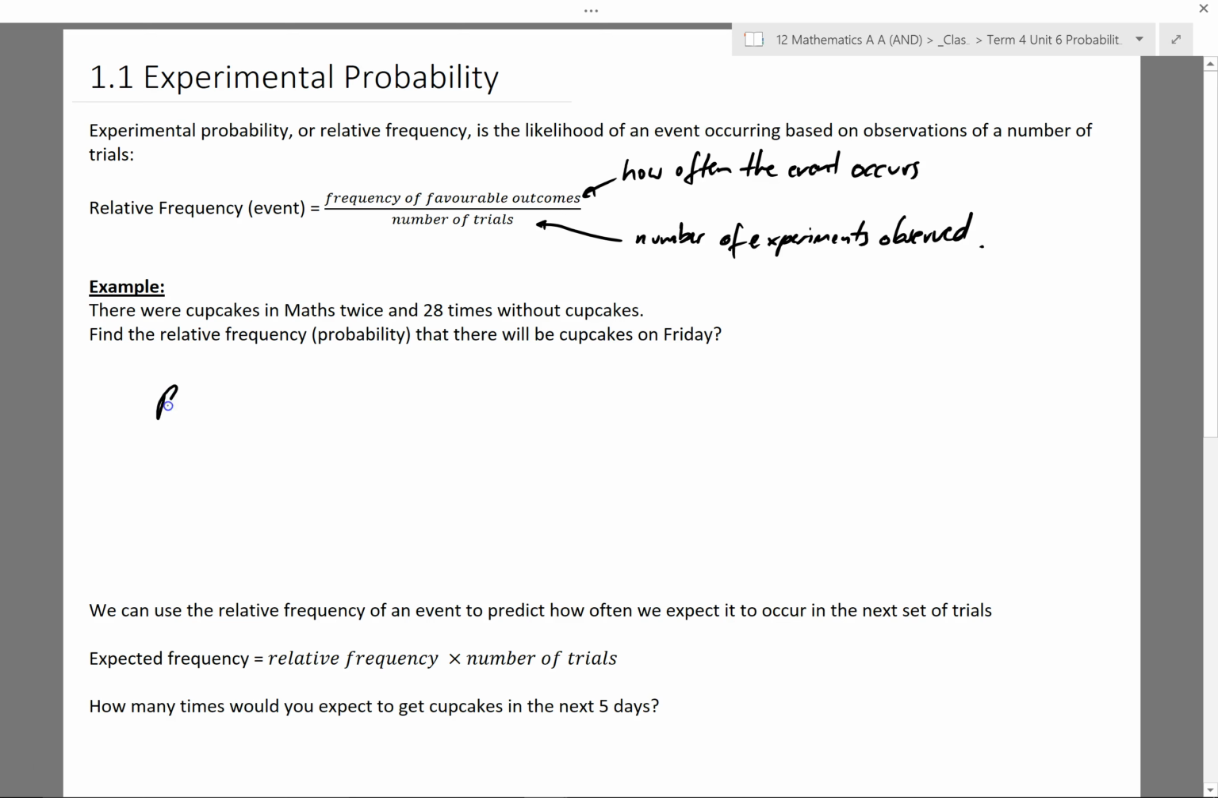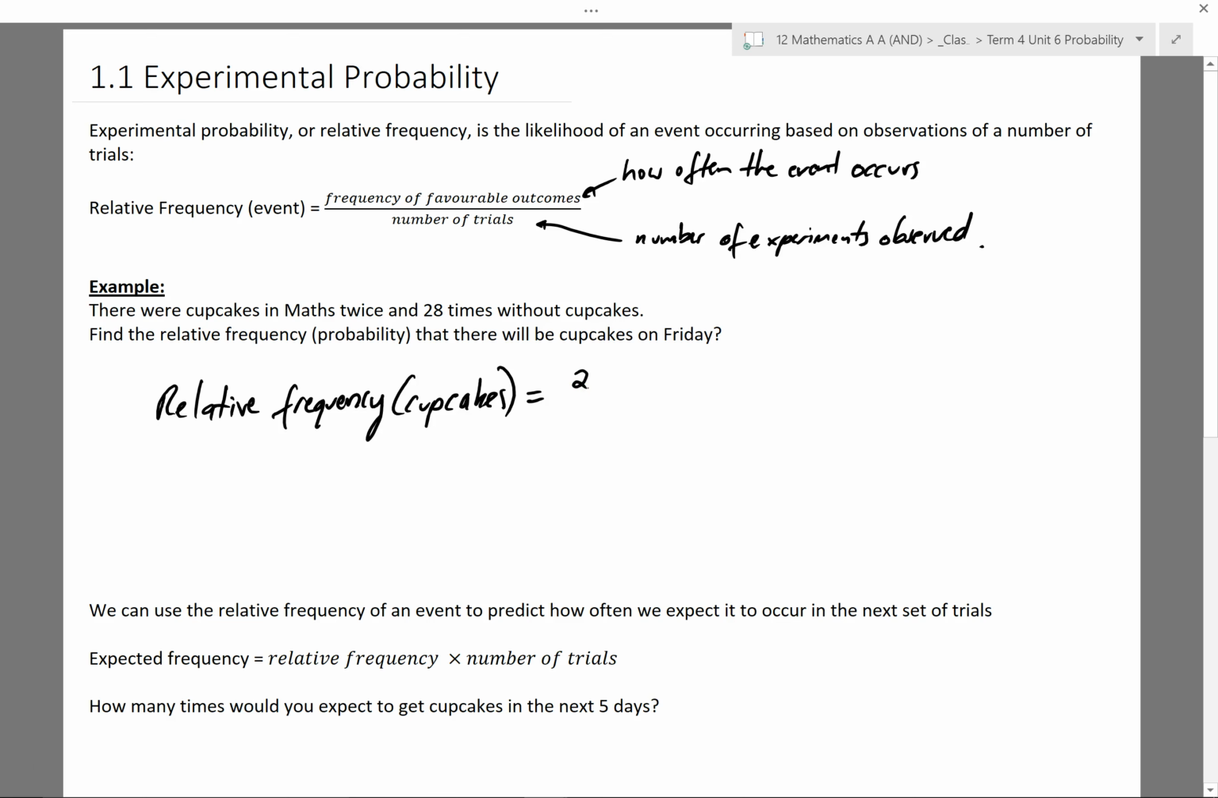So I'm trying to find the relative frequency of cupcakes. I'm going to look at what happened in the past to predict what's going to happen in the future. So I'll look at the frequency of favorable outcomes. How many times were there favorable outcomes? How many times were there cupcakes? There were 2 times.